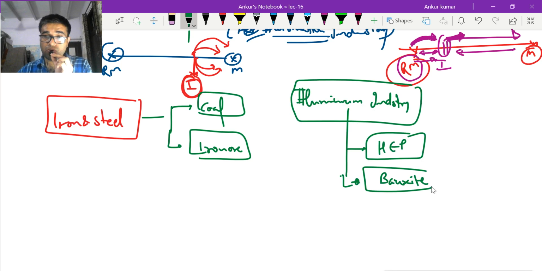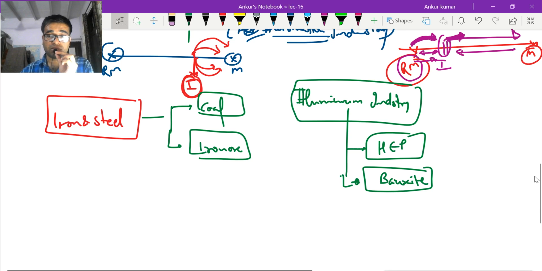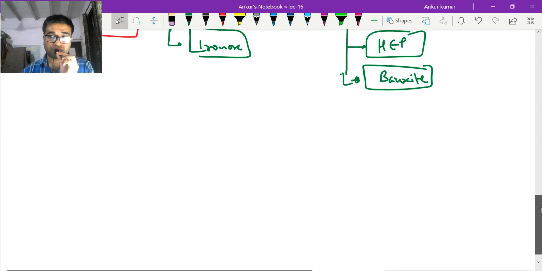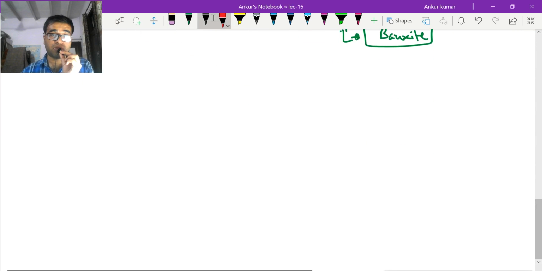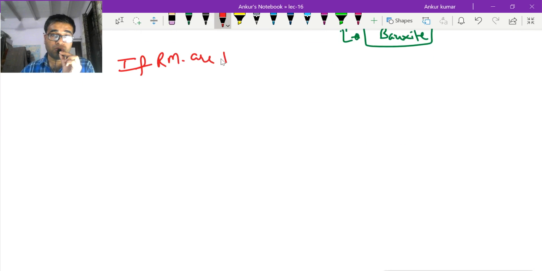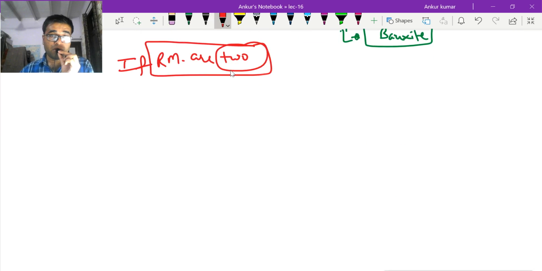So when the raw materials are two, then what to do? In that case also Weber gave a new concept, that is the locational triangle concept. So what we are saying here is, if raw materials are two, and let us say out of these two the first raw material is ubiquitous.